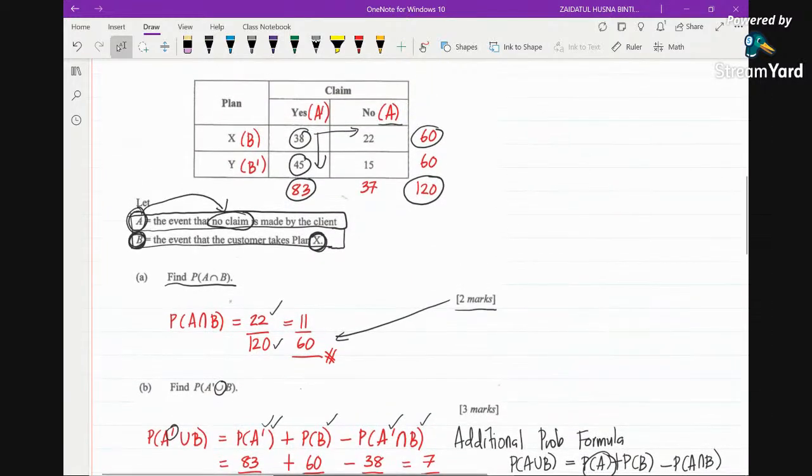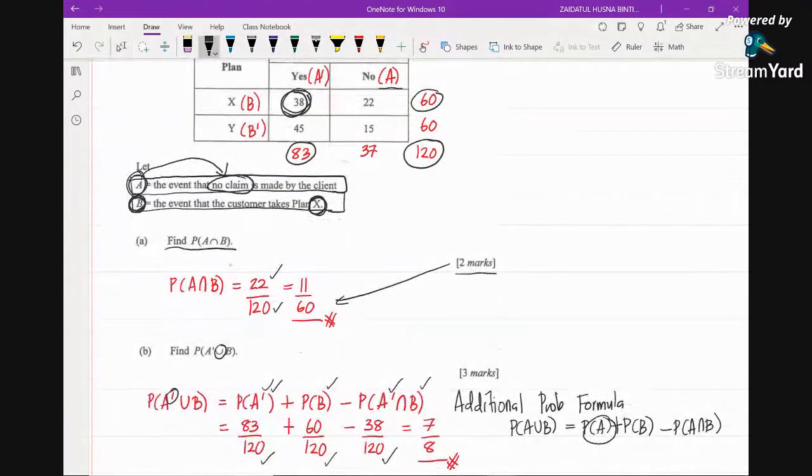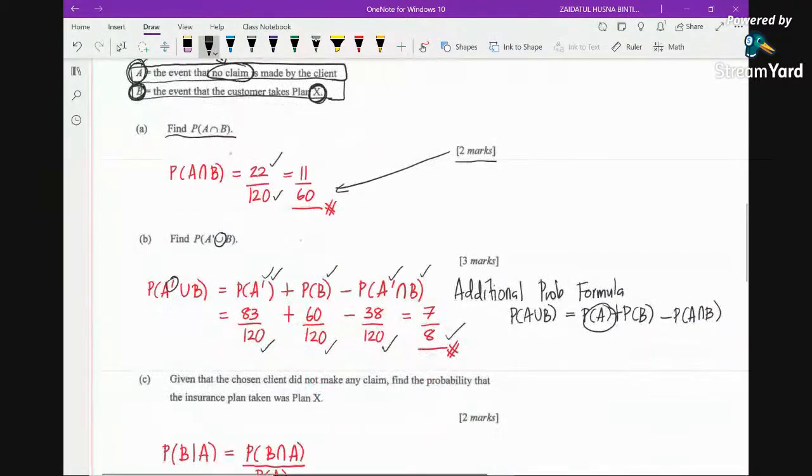So where is A prime? A prime is this one, right? Intersect B. This is where A prime intersects B. So 38 over 120. It's minus 38 over 120, and you just press the calculator, and we will get the value to be 7 over 8. Again, 3 marks here, so only 3 minutes should be allocated.